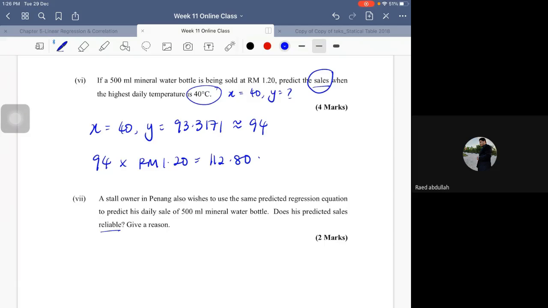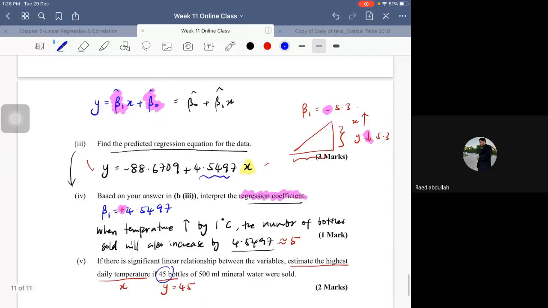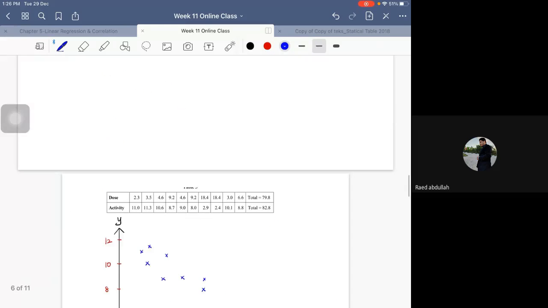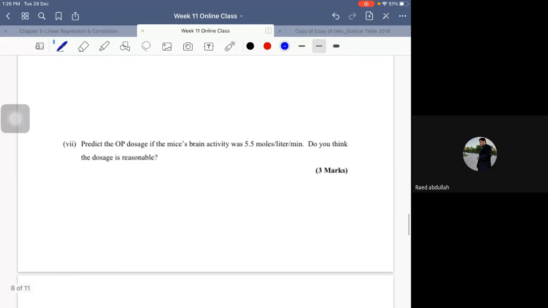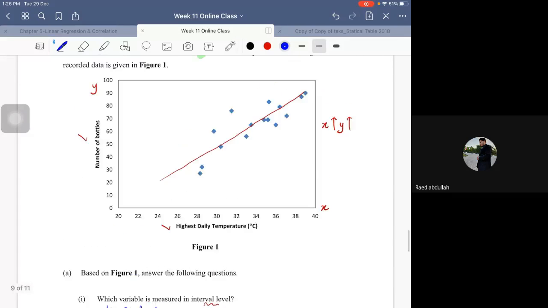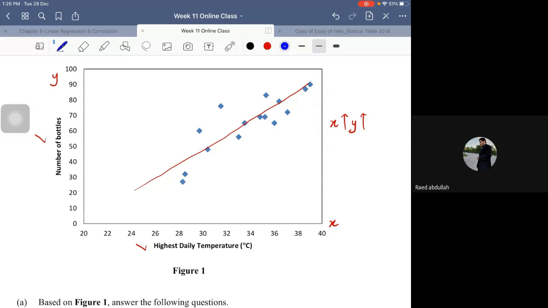The first limitation is in terms of the numbers. For example, let's see our data. The temperature goes from the lowest, which is 28, to the highest, which is almost 40.